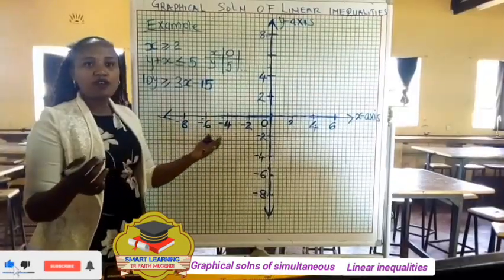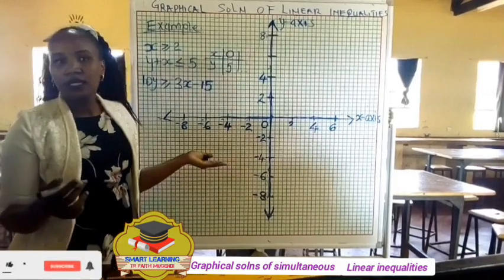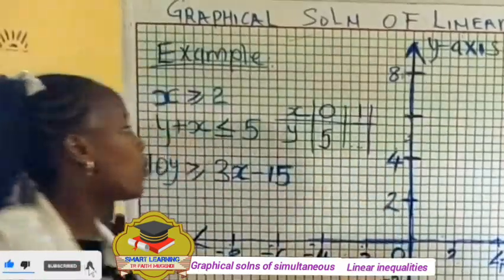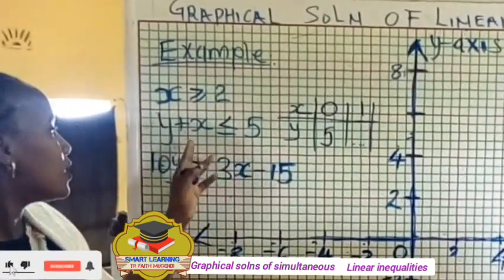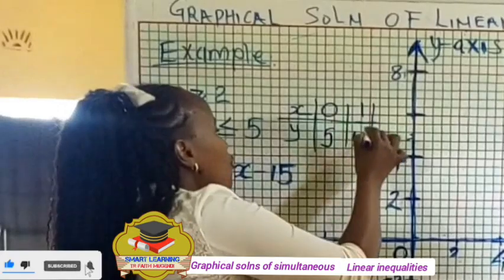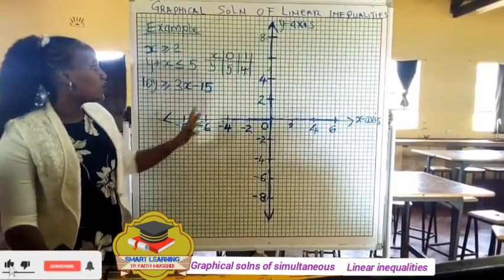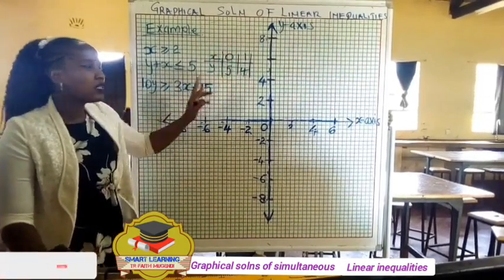Can you give me another assumption of the value of x? 1. So when x is 1, what will be the value of y? 4. Can you confirm that, guys? Yes, it is 4. So we already have 2 points. So we are going to plot 0 against 5.